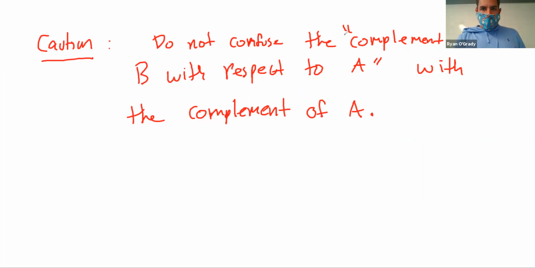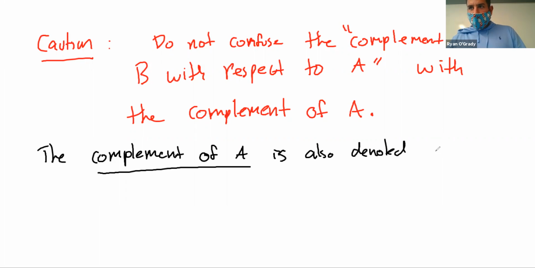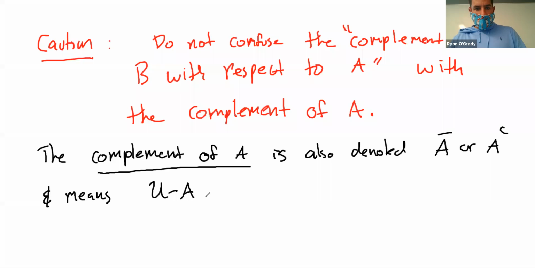So let's define that. So the complement of A is also denoted, this is going to be scary, it's also denoted A bar, or say maybe A superscript C. And what this means is it means U minus A, where U is what we call the universal set.